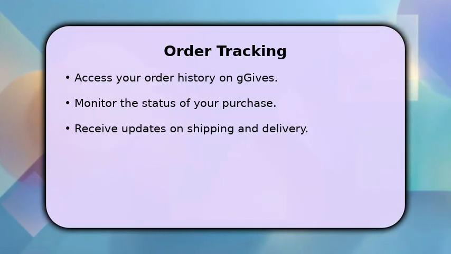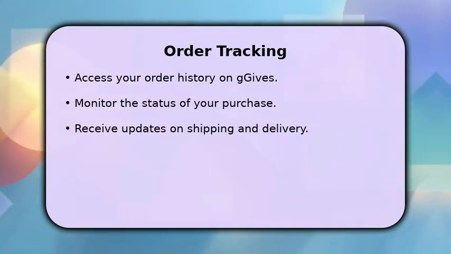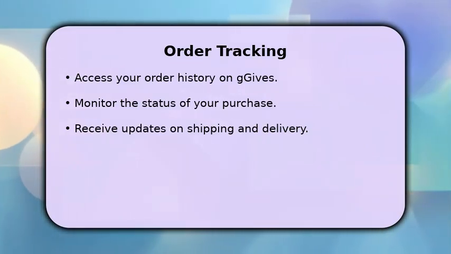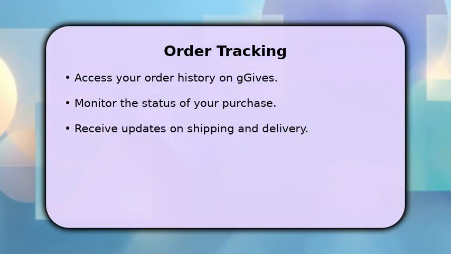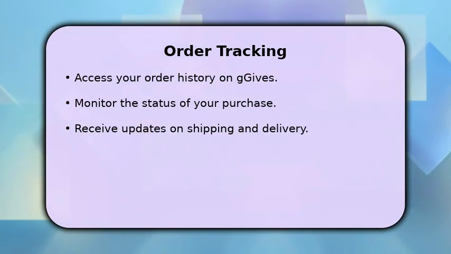After your purchase is complete, you can easily track its progress. Navigate to your order history section within your Ggives account. Here, you'll find real-time updates on your order's status, from processing to shipping and eventual delivery. You'll also receive notifications, keeping you informed every step of the way until your items arrive.